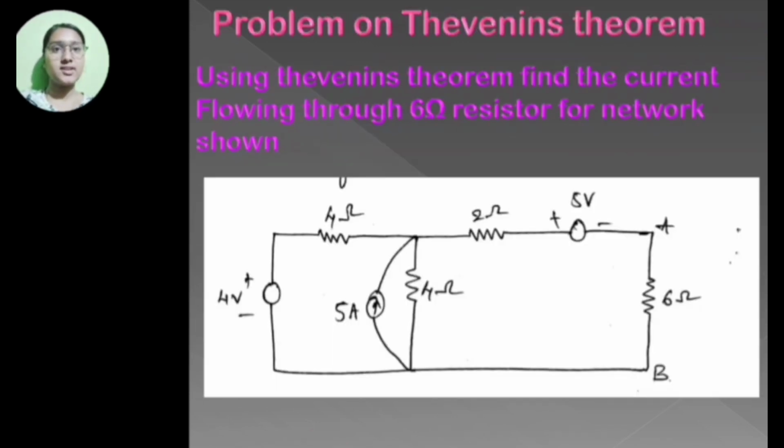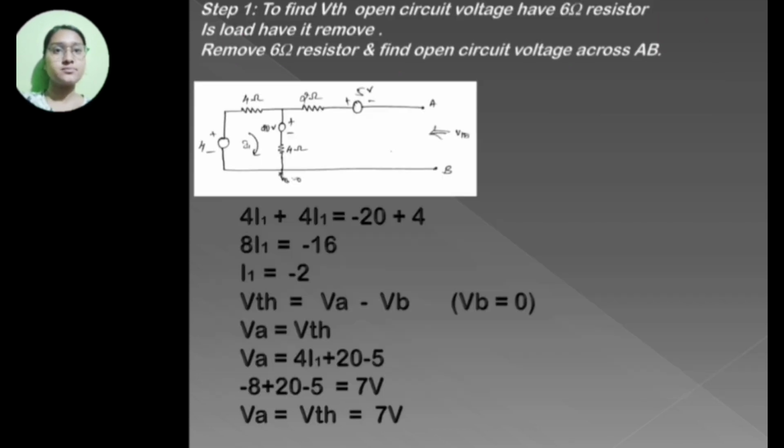Based on this Thevenin's theorem, we solve one problem. The problem is: using Thevenin's theorem, find the current flowing through the 6 ohm resistor for the network shown in the figure. First, we find the VTH, that is Thevenin's voltage, the open circuit voltage. The 6 ohm resistor is the load resistance, so we remove it and find the open circuit voltage across A and B.